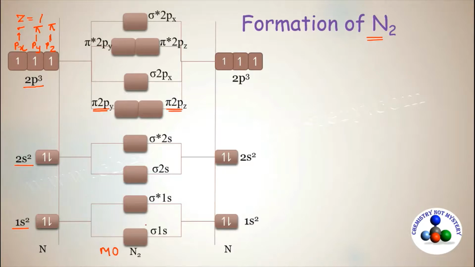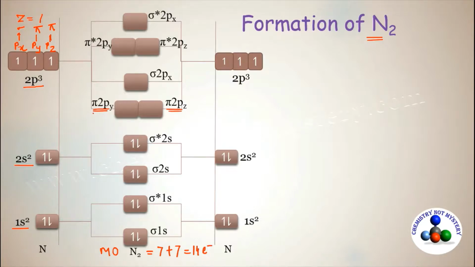Now we have to fill electrons in these molecular orbitals. In one nitrogen, there are 7 electrons, so there will be a total of 14 electrons in the N2 molecule, and we have to fill 14 electrons in these molecular orbitals. So first of all, we will fill 2 electrons in the sigma 1s bonding molecular orbital. Then 2 electrons will be filled in the sigma antibonding molecular orbital. Then the next 2 electrons will be filled in the sigma 2s bonding molecular orbital. The next 2 electrons will be filled in the sigma antibonding 2s molecular orbital.